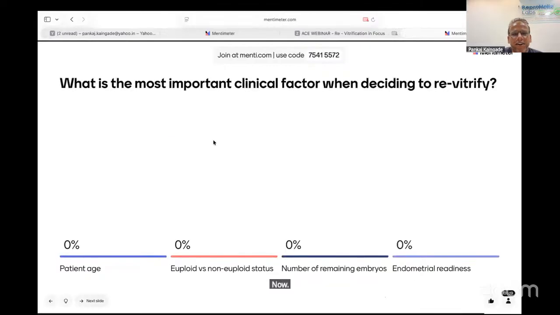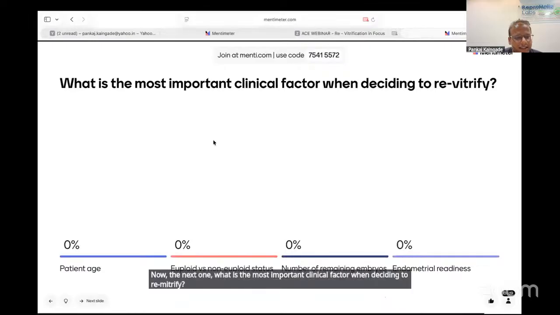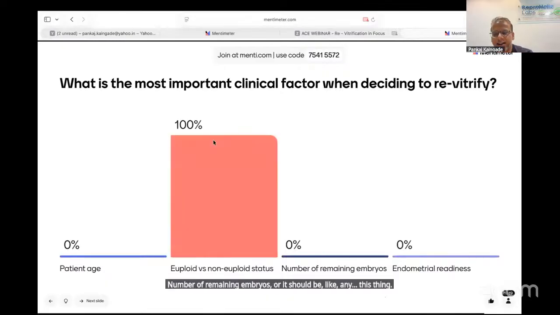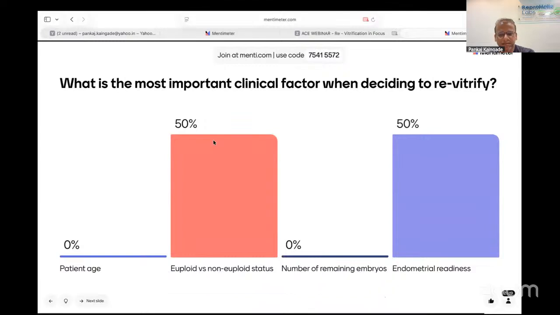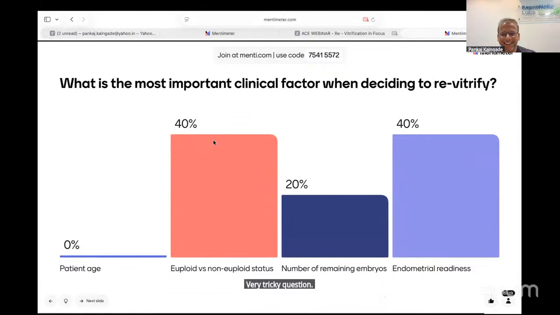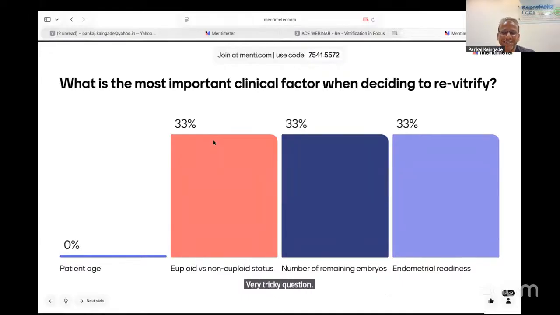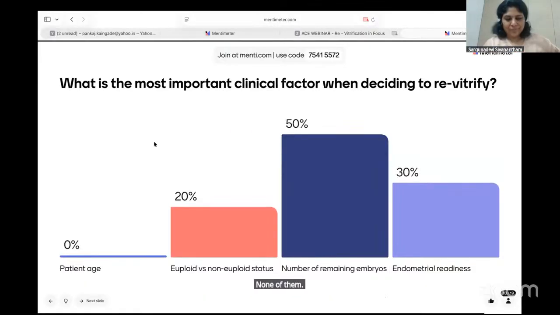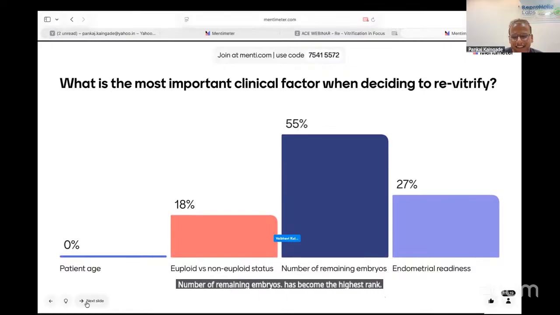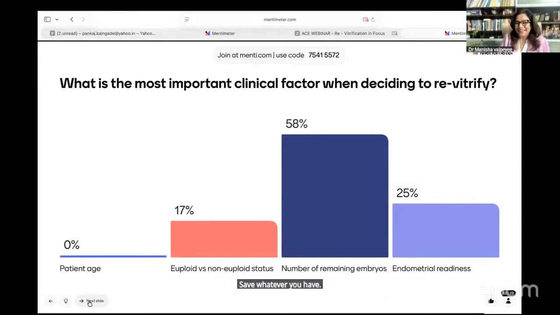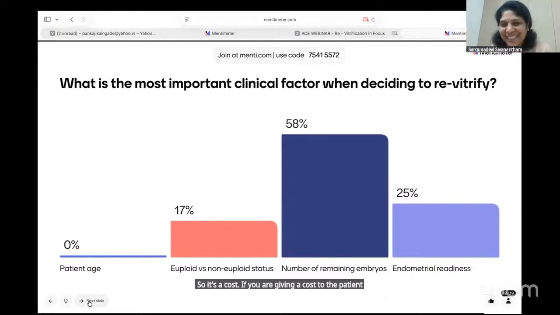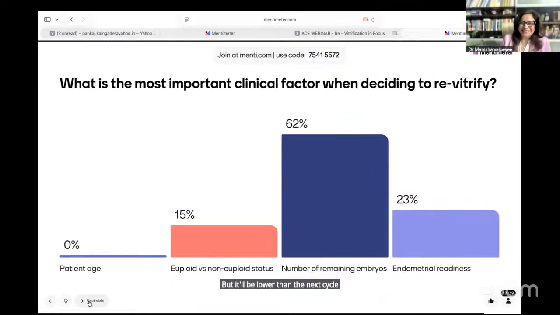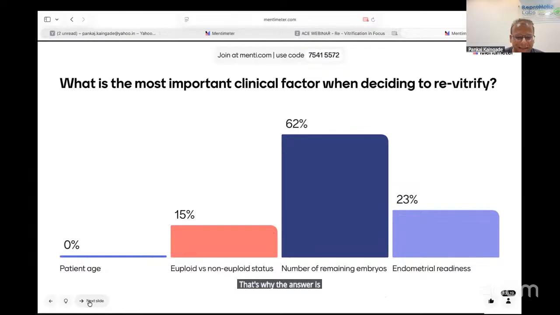Now the next one, what is the most important clinical factor when deciding to revitrify? It's patient age, euploid versus non-euploid status, number of remaining embryos, or endometrial readiness. Very tricky question. Mixed of all. So tricky answers we have got. None of them. What is the most important? Number of remaining embryos is given the highest rank. So it's a cost. If you are giving a cost to the patient for revitrification, it will be lower than the next cycle. So that's why the answer is number of remaining embryos.